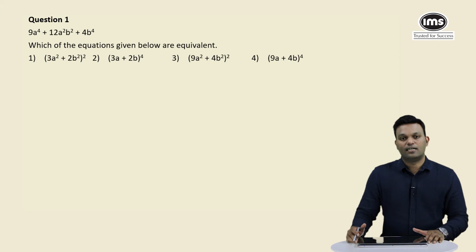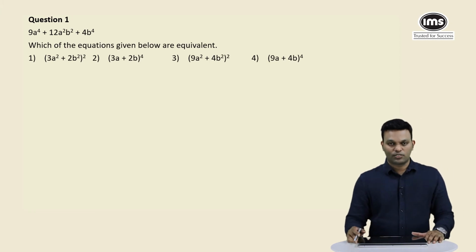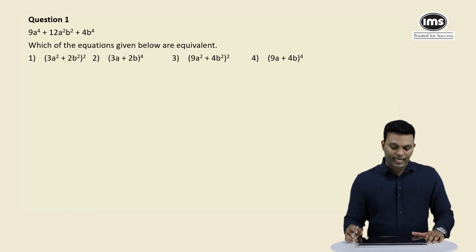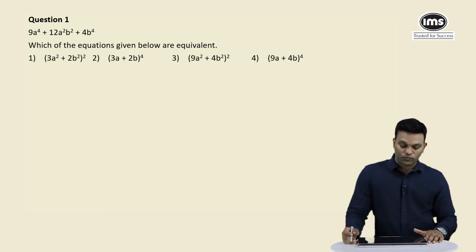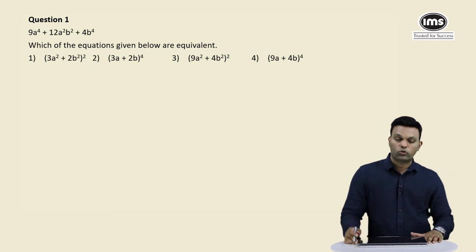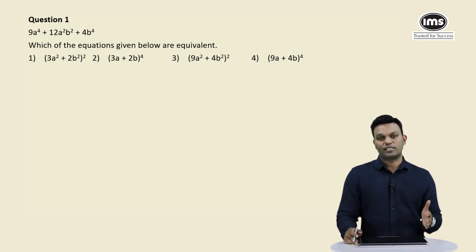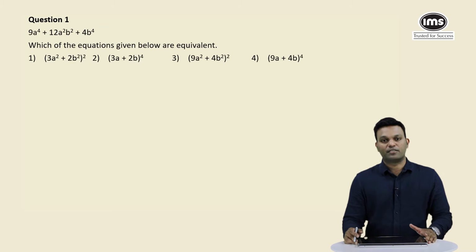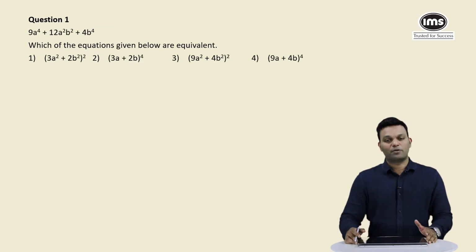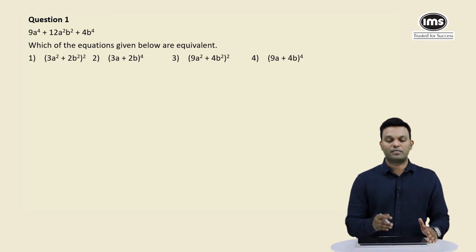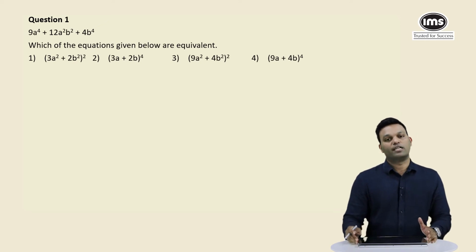For instance, let's look at question number 1. The question says 9a raised to 4 plus 12a square b square plus 4b raised to 4. The question here is which of the equations given below are equivalent. Now, looking at the options given, I might use the formula (a plus b) the whole square, which is a square plus 2ab plus b square, and open the bracket and see whether it is equivalent or not.